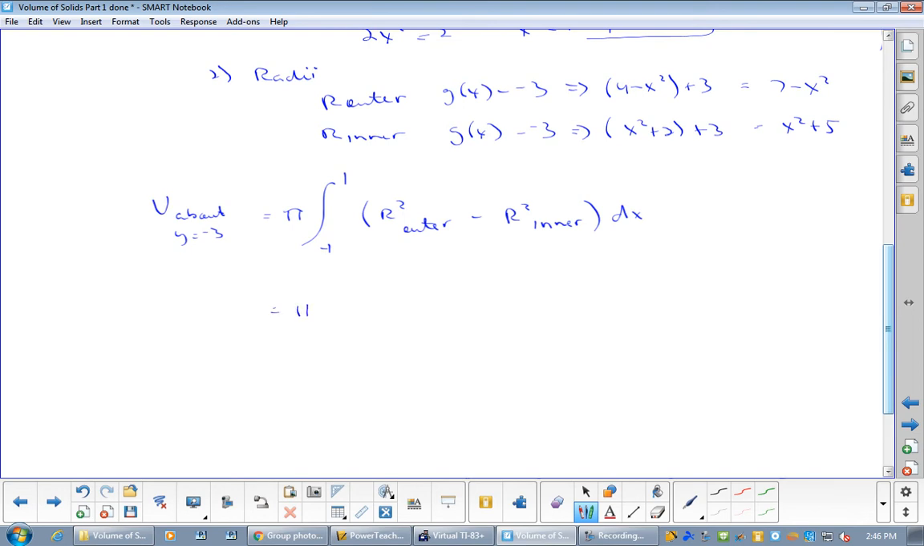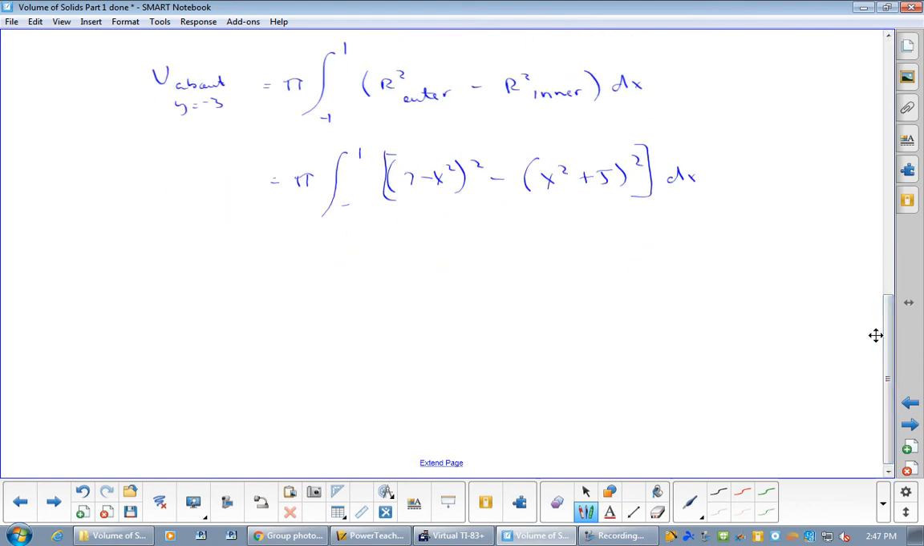So this equals pi, integral from -1 to 1, of (7 minus x squared) squared minus (x squared plus 5) squared dx. Okay, good times. So I've got to take 7 minus x squared and multiply by 7 minus x squared.